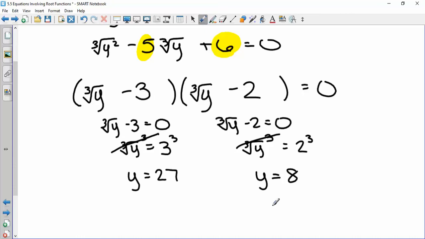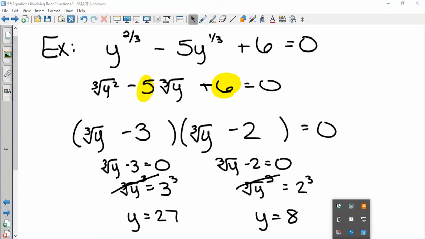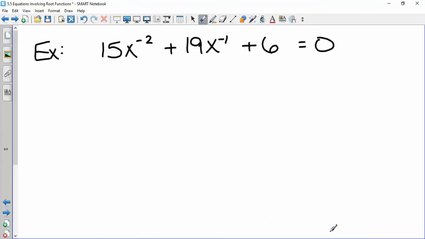Why don't you guys check those for me? You can grab your calculator, plug them into the original, make sure they work. 27 to the 2/3 minus 5 times 27 to the 1/3 plus. Okay, could we do this one like the box method that we were just doing on the last one? Yep, we can. What's the other way we could do it?